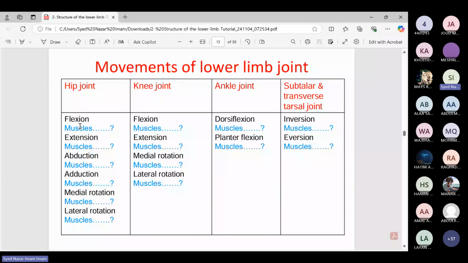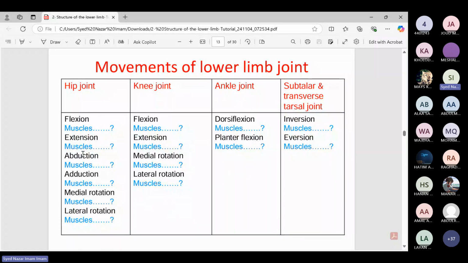Extension is the backward movement of the hip. So that is done by posterior muscle. What posterior muscle do we have? We have the gluteus muscle, gluteus maximus. So that is mainly responsible for the extension. Then we have abduction.